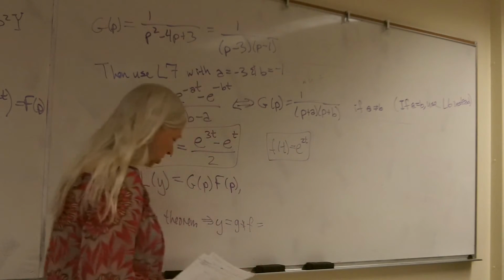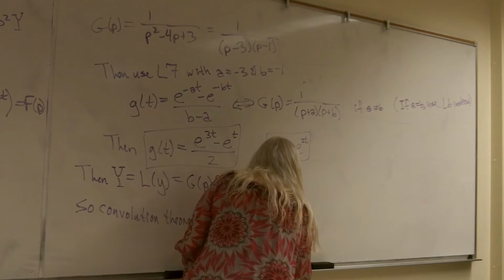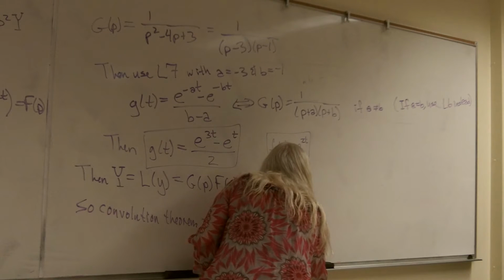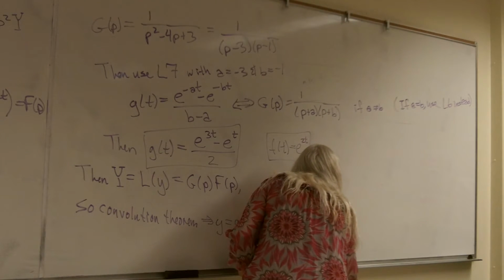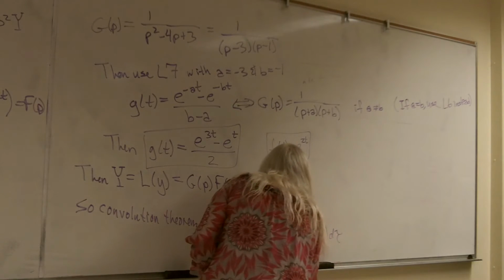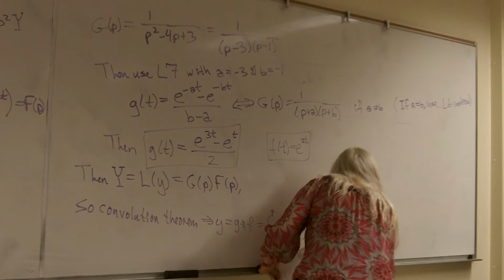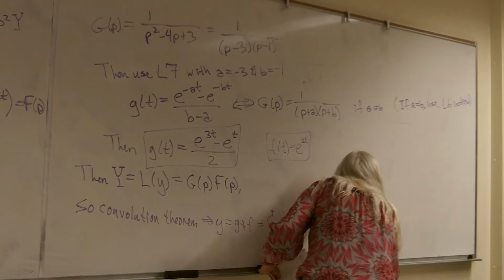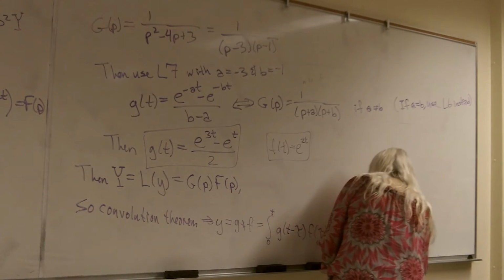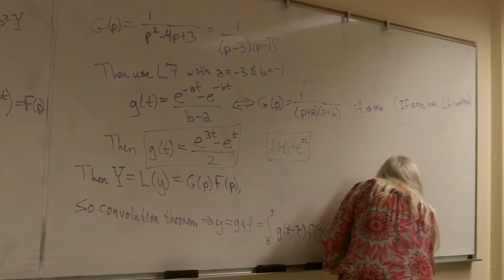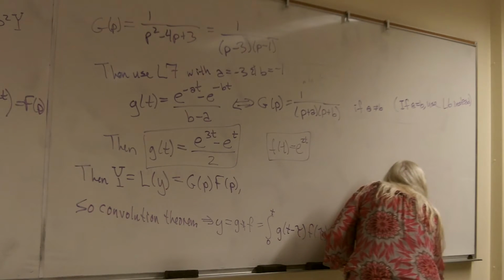Okay, convolution of g and f is by definition the integral of g of t minus tau times f of tau d tau with limits from 0 to t. But we also said that this was equal to the convolution of f and g, which is the integral of f of t minus tau times g of tau d tau, again from 0 to t.